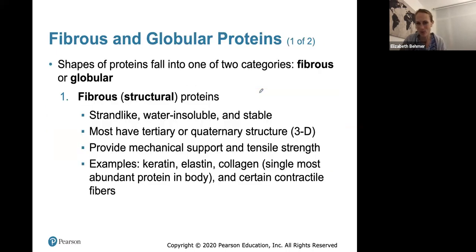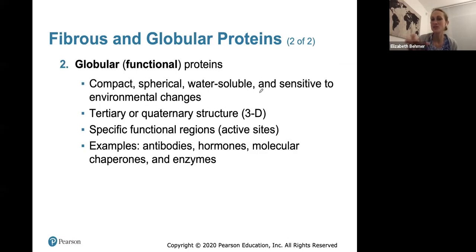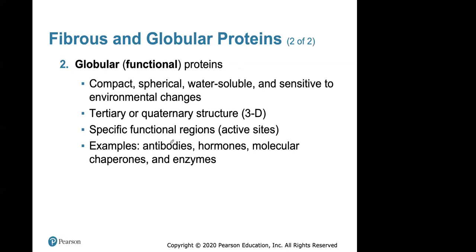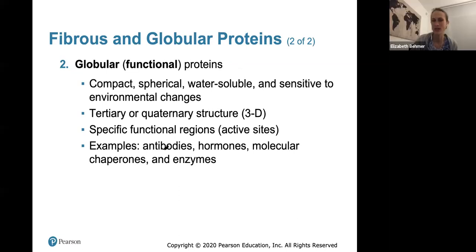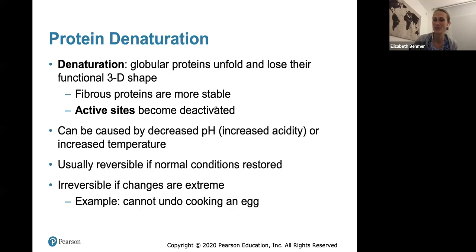The shapes of these proteins can be fibrous or globular. I don't think I asked you guys too much about this. A fibrous protein is strand-like and water insoluble. Most have tertiary or quaternary structure, and they provide mechanical and tensile strength. So we'll find fibrous proteins in your keratin, elastin, and collagen. The globular functional proteins will be more of our antibodies, hormones, molecular chaperones, and enzymes.